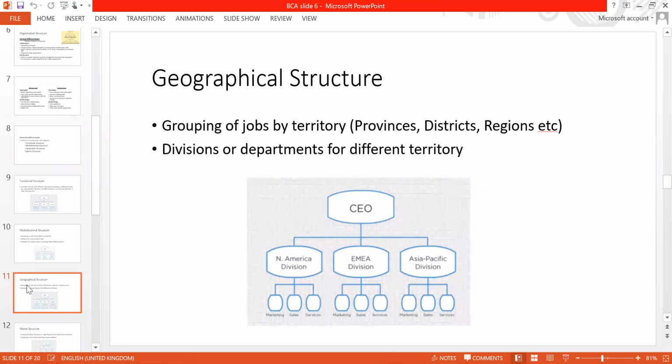So it's very similar to the multi-divisional जस्तै हो, but it is based on territory. You first decide how much territory each division will be taking care of. And for that division, then again, you will have the specialized teams or specialized units working for that division. And that is the geographical structure.